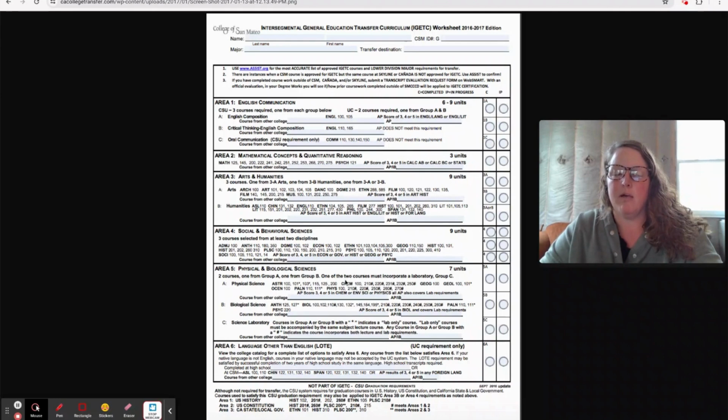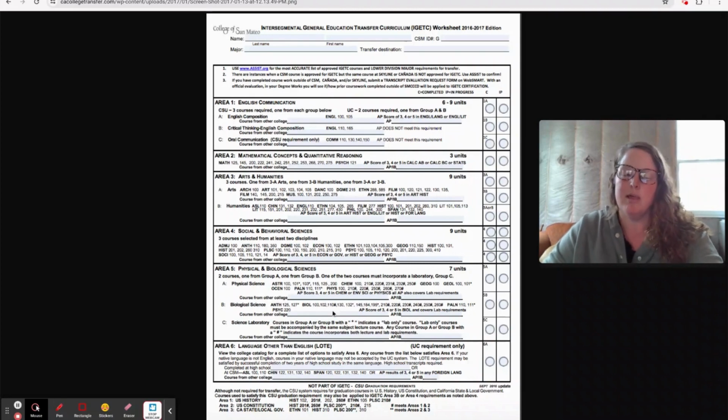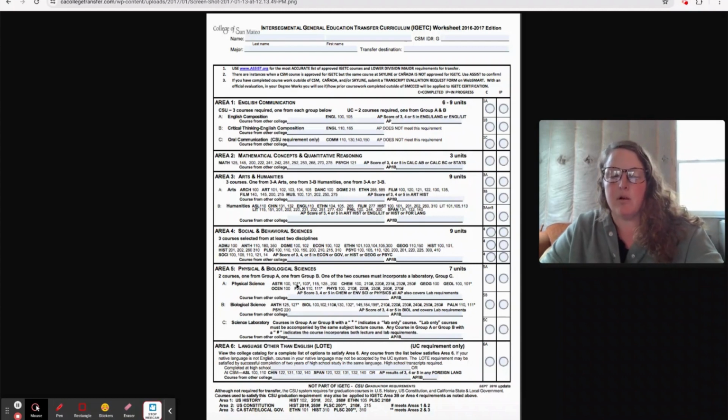Physical and biological sciences, 2 courses, one from group A and one from group B. One of the 2 courses must incorporate a lab, group C. So physical sciences, astronomy, chemistry, geology, geography, oceanography, I'm not sure what that is, physics, and then it says AP score 3, 4, or 5 in chemistry or environmental science or physics. All AP also covers lab requirements. So that's really cool. If you had an AP score of a 3 in environmental science, that would cover this physical science requirement and the lab. So then you'd only have to do this biological science.